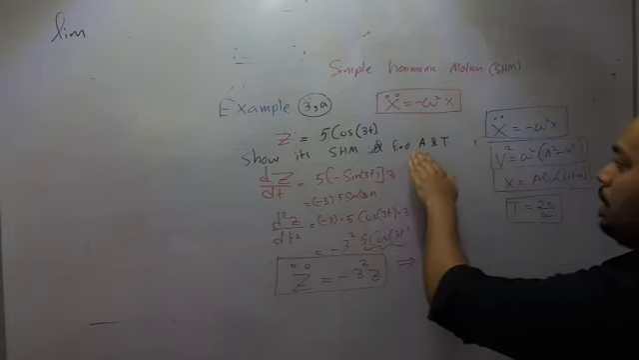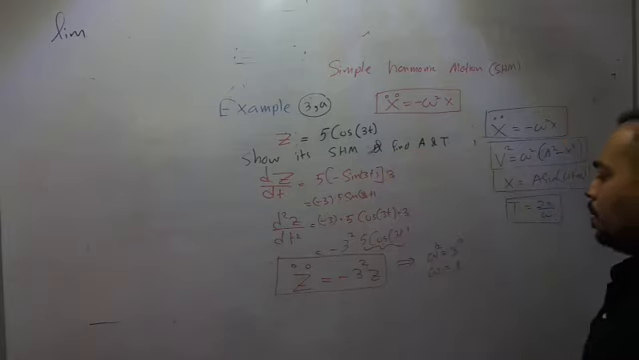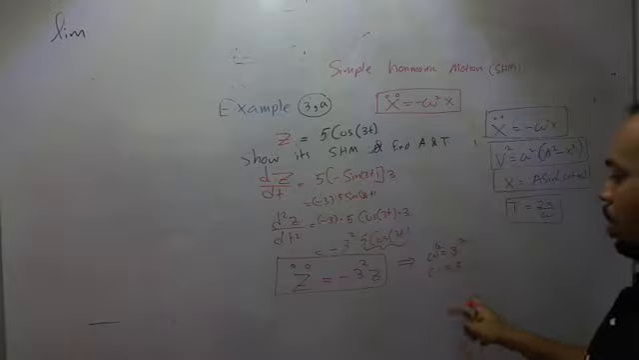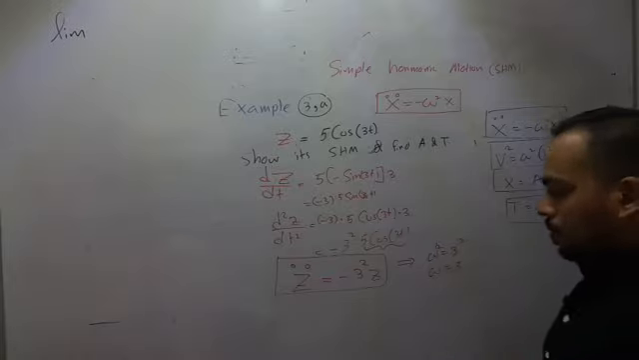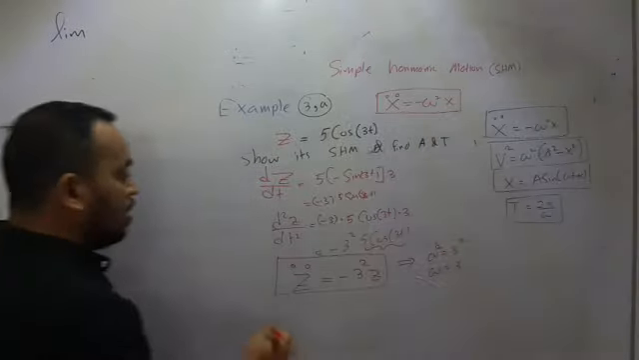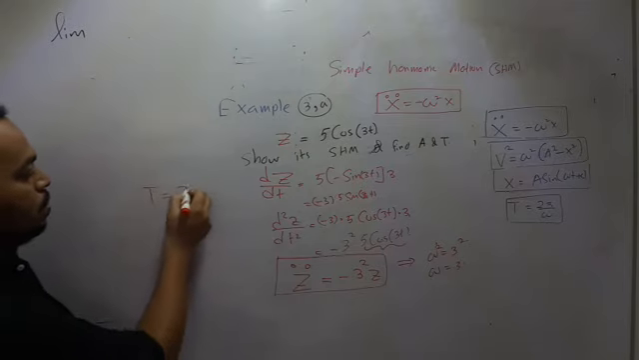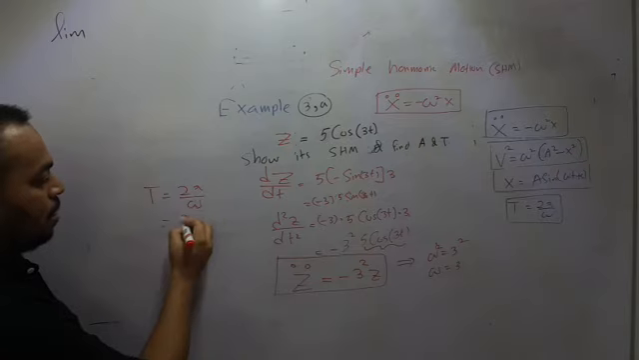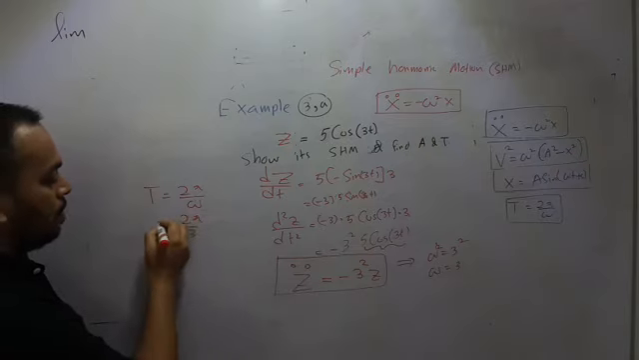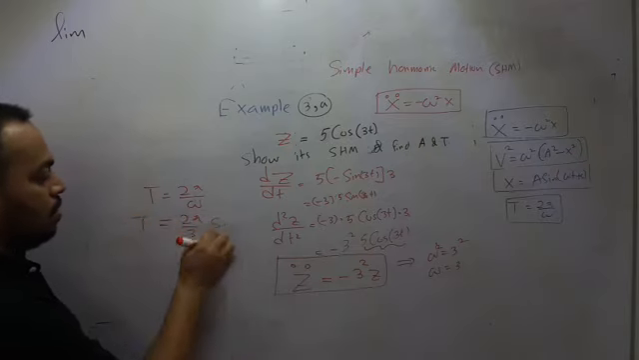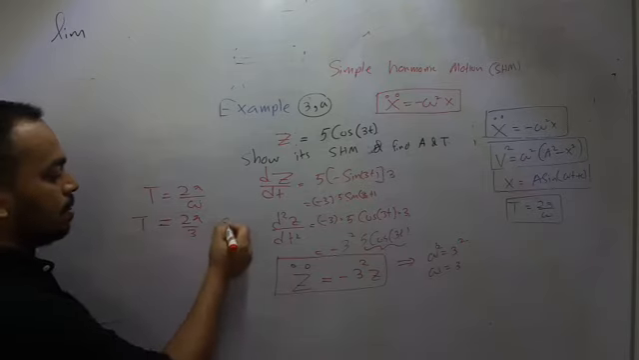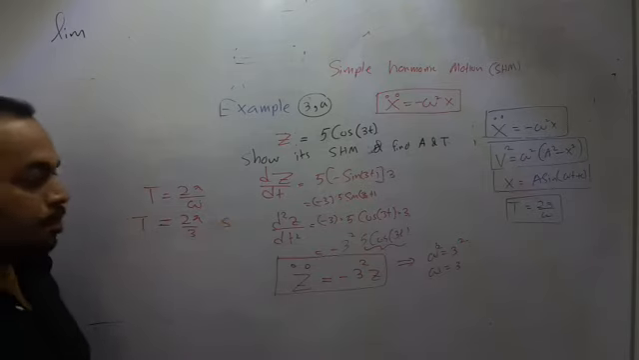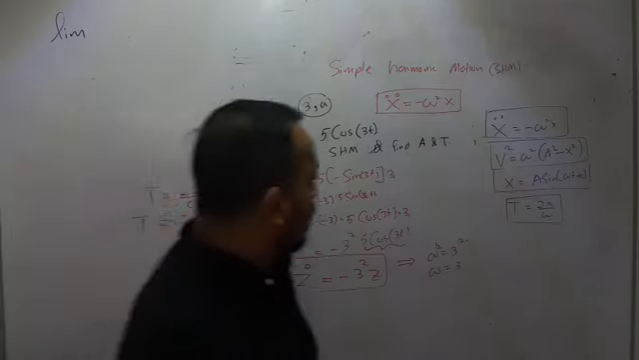Then we have to find the amplitude and the periodic time. So how do you find the periodic time? To find the periodic time, you know the omega, therefore T is equal to 2 pi over omega. Omega is 3, therefore 2 pi by 3 seconds. This is the periodic time. So what about the amplitude?